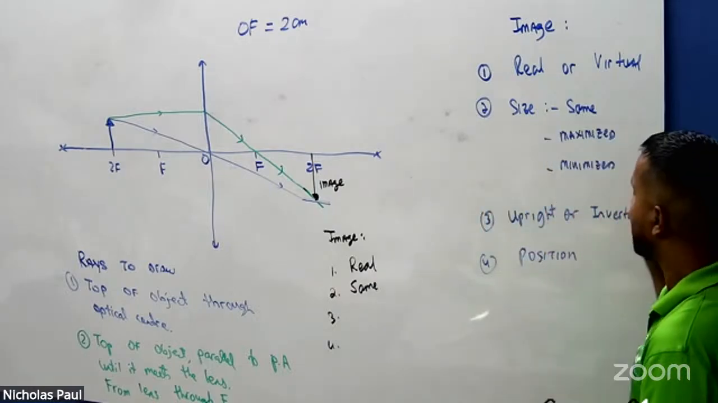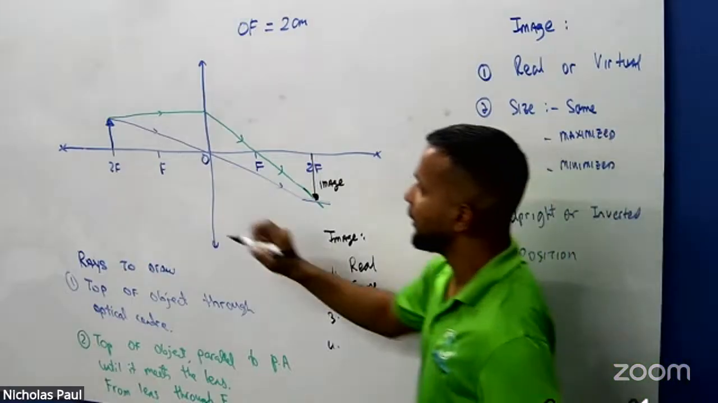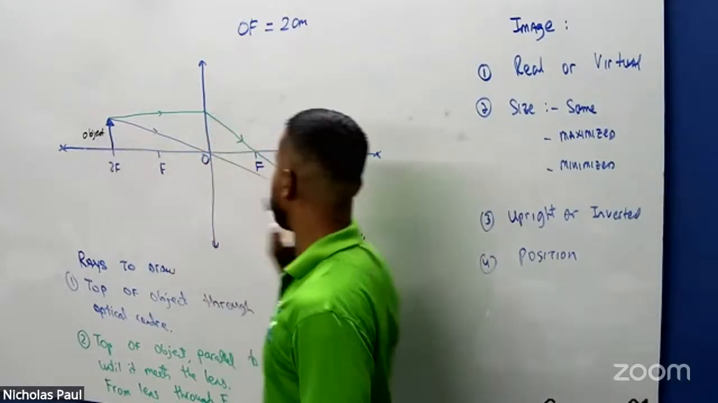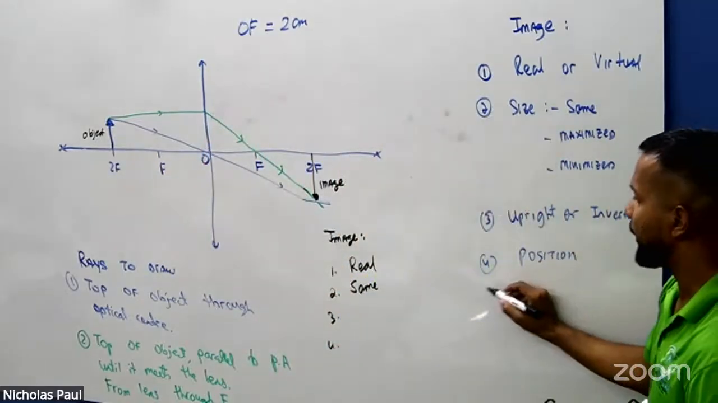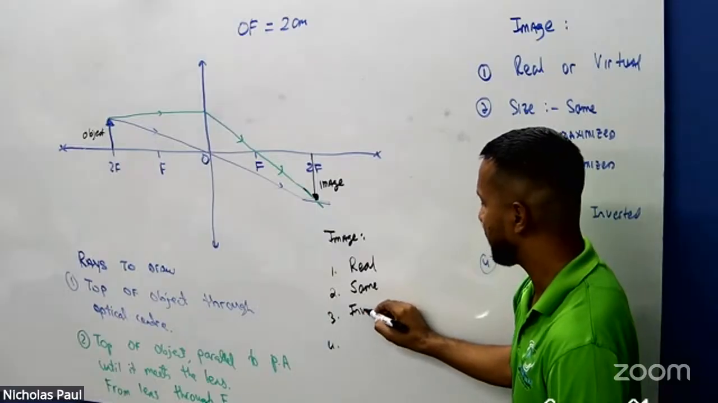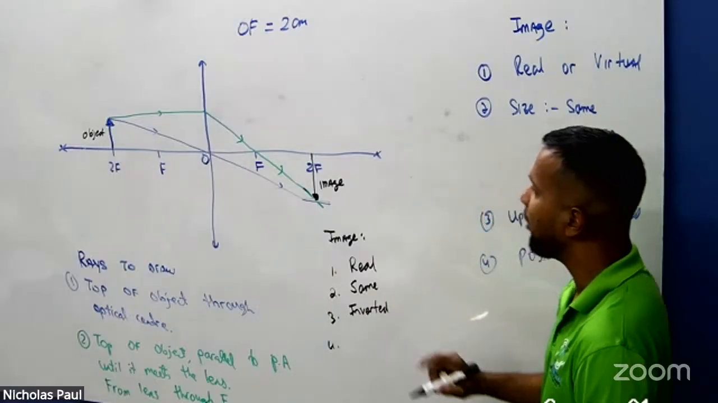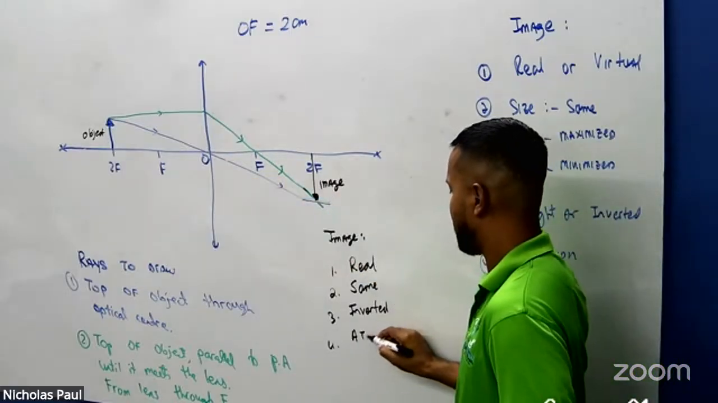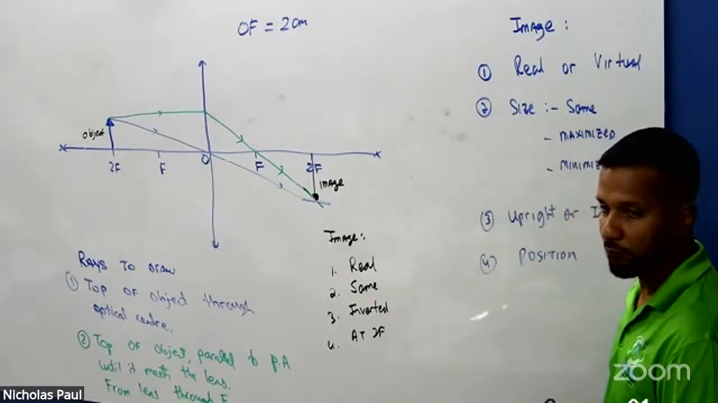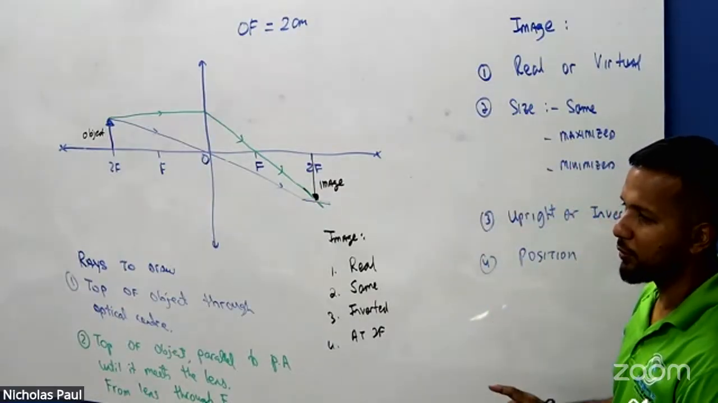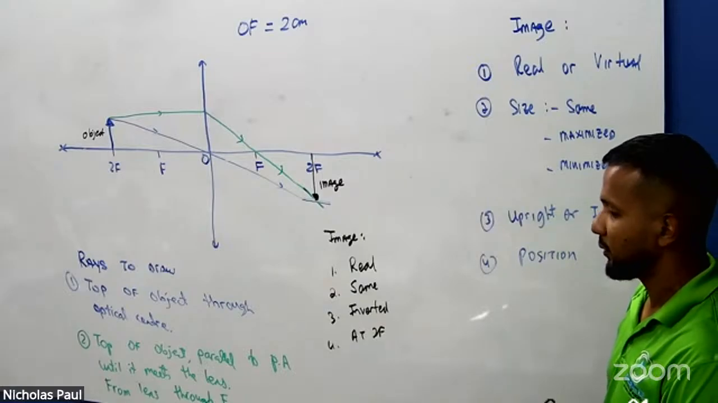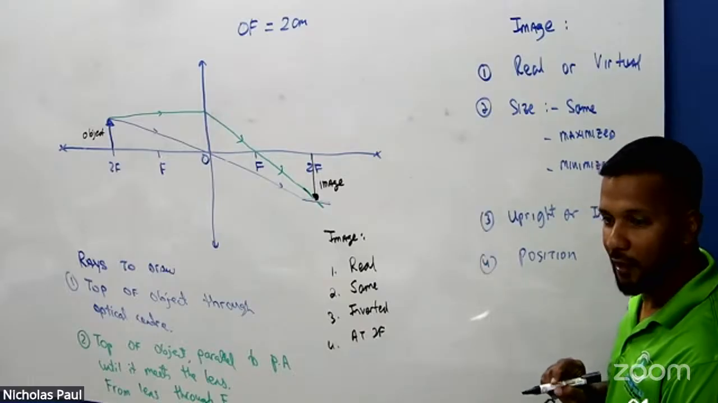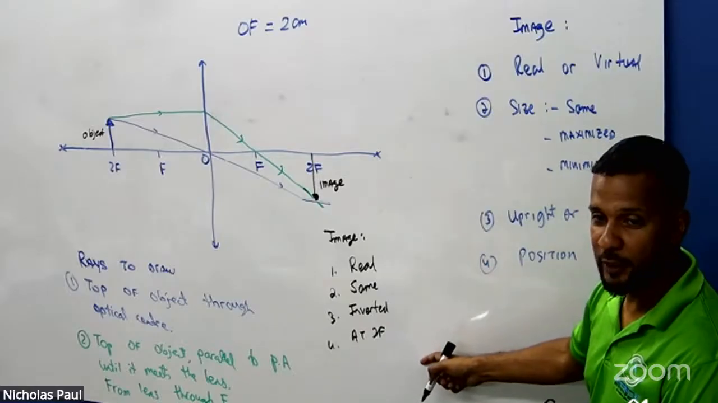Right? Next, is it upright or inverted? Look at the object. Look at the image. They are upside down. So we could say that it is inverted. And for position, we could say it's at 2F. Make sure that you finish this. Right? Those are the 4 things that we need to know about the image.